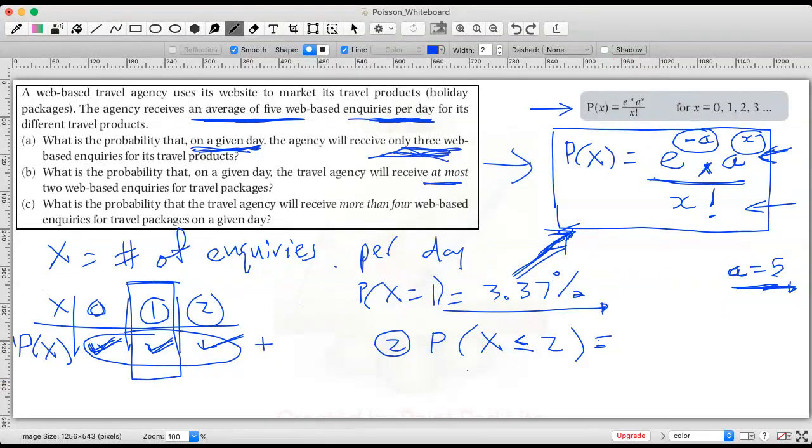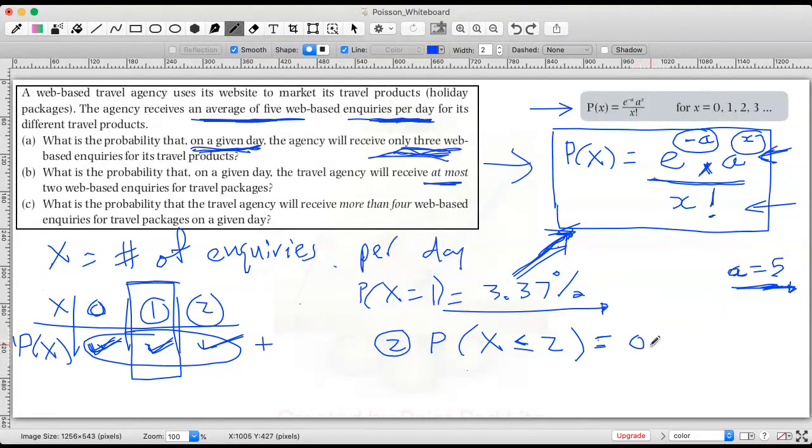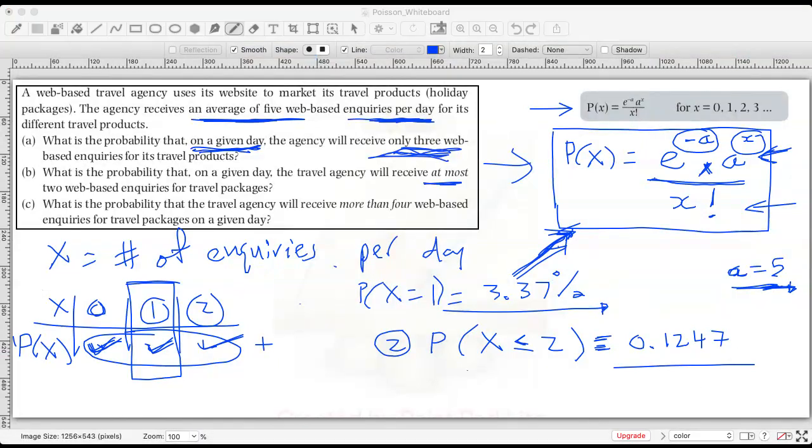So the answer for this is, give me a second, it's 0.1247. You may get a slightly different answer, maybe by 3 or 4 decimals. That's okay because it's just a matter of rounding that's different, okay? But it should be in the same vicinity. So in other words, 12.47%. Double check that.